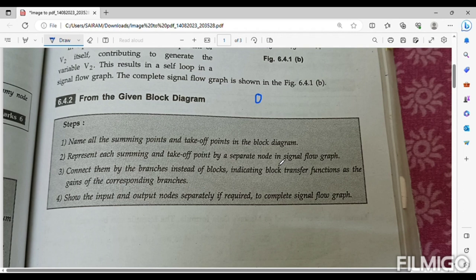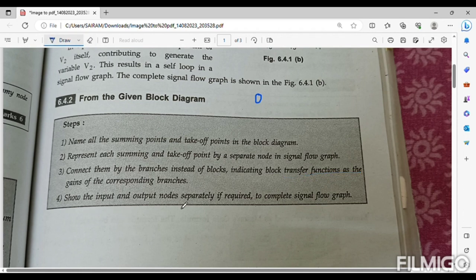And the third one: connect them by branches instead of blocks. You know how the summing points and takeoff points are connected by blocks, but here you're going to connect them by branches itself. Instead of blocks, you connect by branches, indicating the block transfer functions as the gains of the corresponding branches. That is one important thing you need to know: the transfer functions of the blocks are the gains of the corresponding branches.